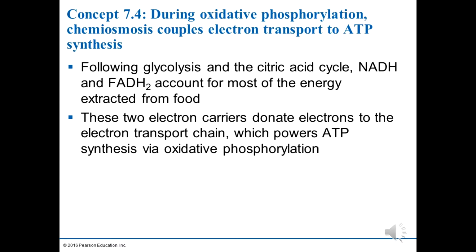Okay, so this is concept 7.4. During oxidative phosphorylation, chemiosmosis couples electron transport to ATP synthesis. This cellular respiration pathway produces the most ATP. So the molecules of NADH and FADH2, which are electron carriers and were used during glycolysis and the citric acid cycle, donate electrons to the electron transport chain. The electron transport chain powers ATP synthesis via oxidative phosphorylation.